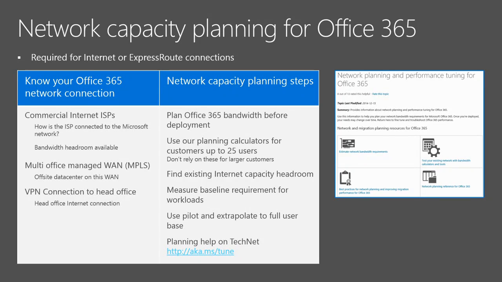So this is required generally whether you connect to Office 365 over the public internet or over a private connection such as ExpressRoute. You need to know what kind of capacity you're going to put on this network link. The amount of bandwidth you need doesn't change whether you're on the internet or whether you go to a private connection. So with that, let's move on.